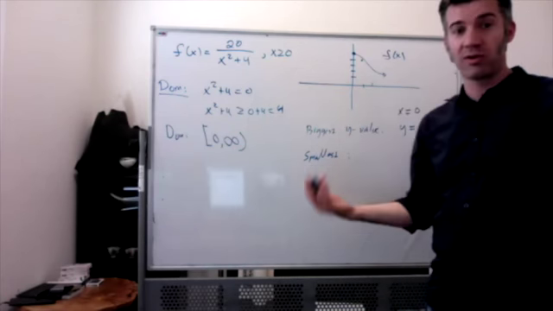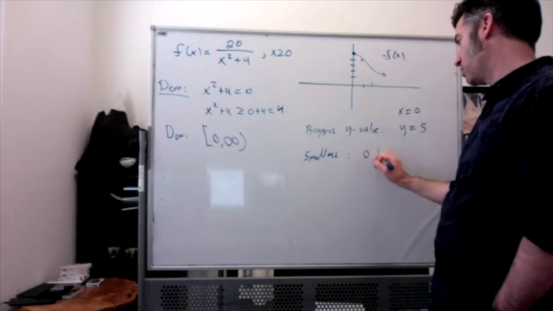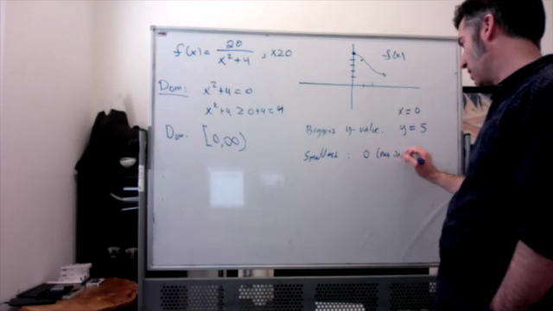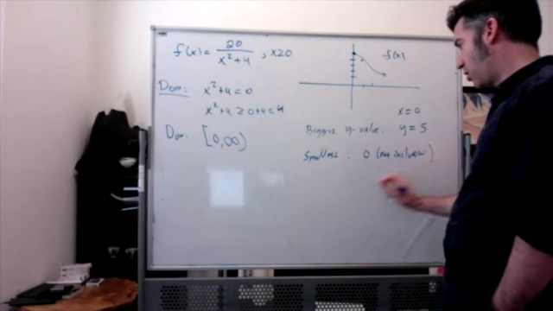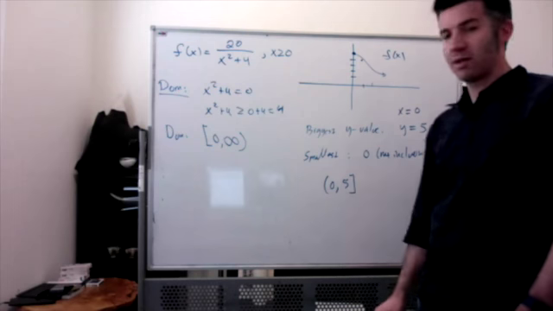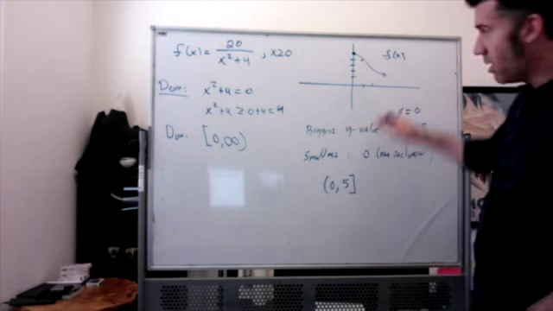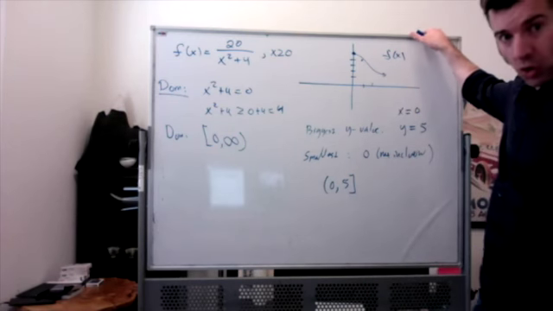Is it going to get super close to 0? Yes. So the smallest is 0, not including 0, meaning our range here is 0 to 5. Exclusive of 0, inclusive of 5. And that's how I would encourage you to do this one.